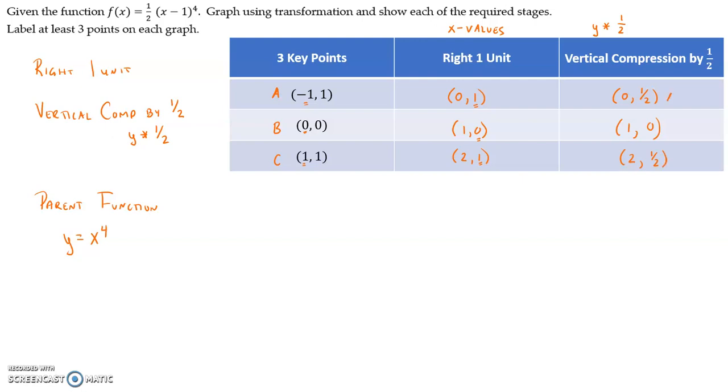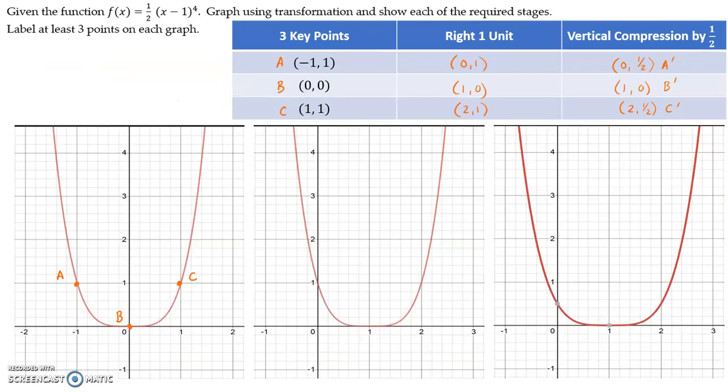So I'm going to go ahead and label these A prime, B prime, and C prime. Those are going to be the new points that we're going to see on our graph after this transformation. So let's take a look at the graphs and what happened. On this left-hand side, we have our parent function, which was the graph y equals x to the 4th power. And I went ahead and plotted our 3 points, point A, B, and C.